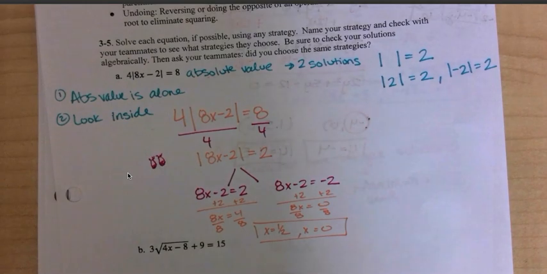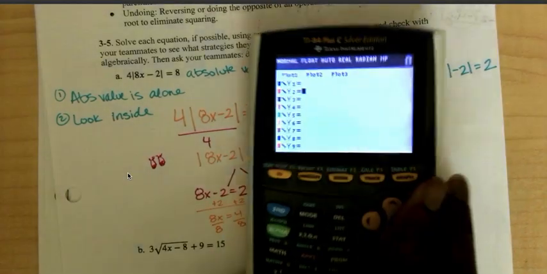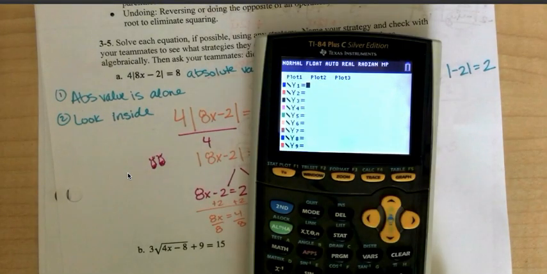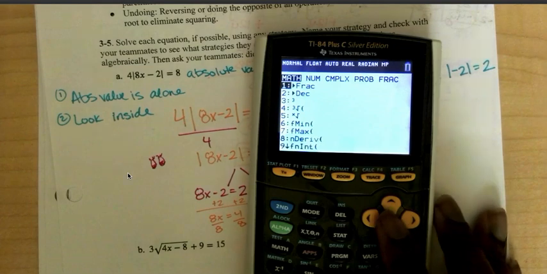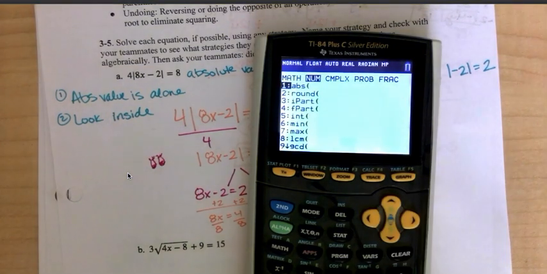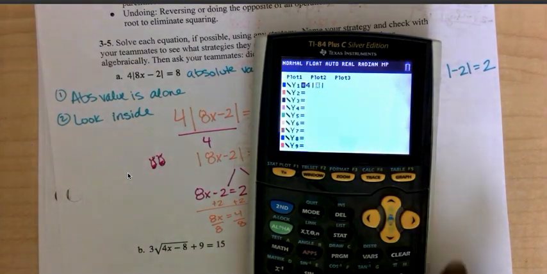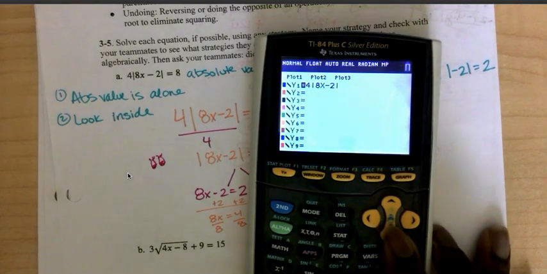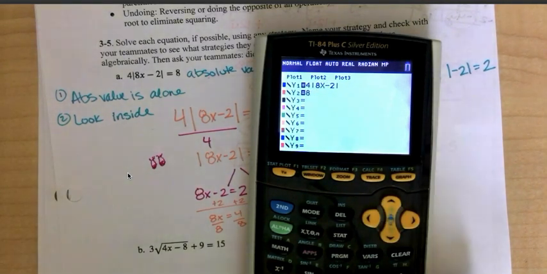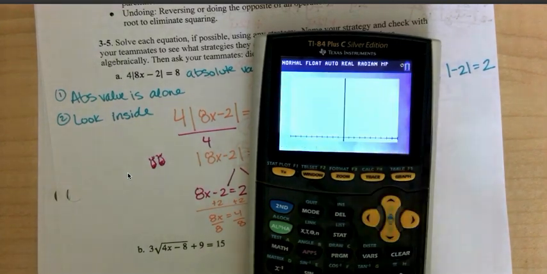What I'm going to do is I'm going to put it on the calculator so we can graphically see it as well. So I'm going to do absolute value, I have 4, Math, I'm going to get the absolute value sign, 8x minus 2. And remember, on the other side is when y is equal to 8. So when I graph this one, I'm going to have to change my window.